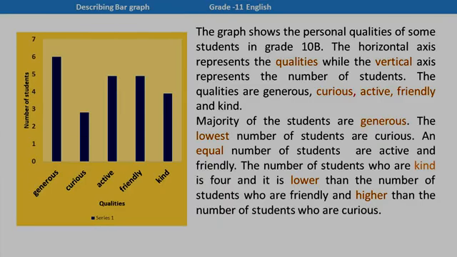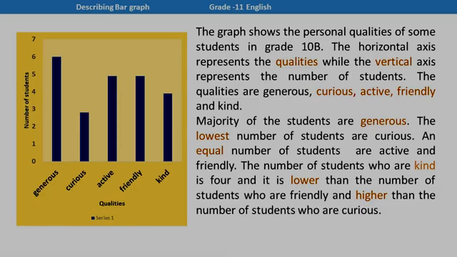The graph shows personal qualities of some students in grade 10B. The horizontal axis represents, yes, what is represented by horizontal axis? The qualities, very good. Qualities, while the vertical axis represents number of students. Right? The qualities are generous, curious, active, friendly and kind. Now this is how you have to write the first two sentences in your description. So look at the paragraph, majority of students are generous.